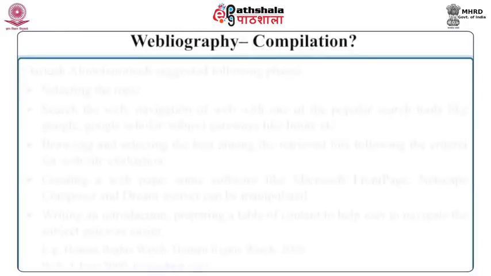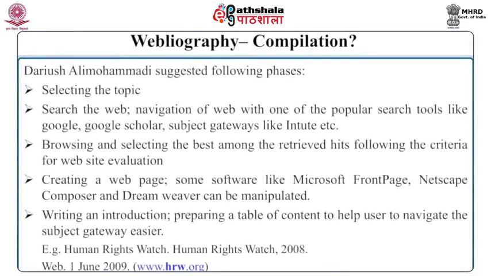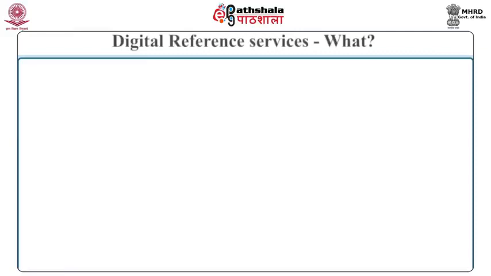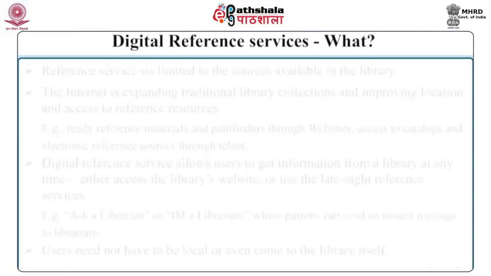So, bibliography compilation steps include the selection of a topic, searching the web and selecting the best among them, and creating a web page and posting everything on the web page as hyperlinks so that the user can access it online. The next service is digital reference services.